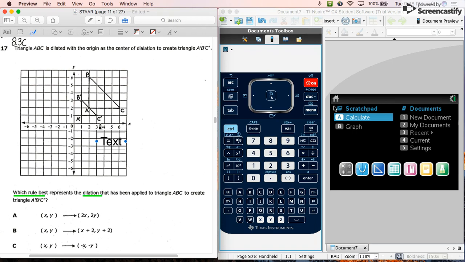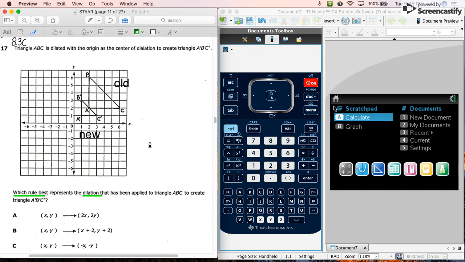Before we go any further, let's go ahead and label our triangles. This is my old triangle. And let's go ahead and label our new triangle. This is my new triangle. I got smaller.